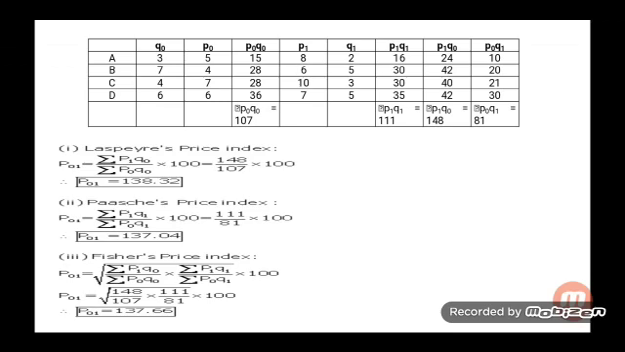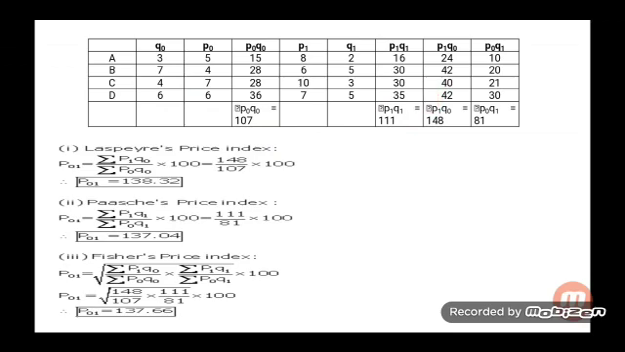Next P1Q0 means price of the current year and the quantity of the base year. 8 into 3 is 24. 6 into 7 is 42. 10 into 4 is 40. 7 into 6 is 42.